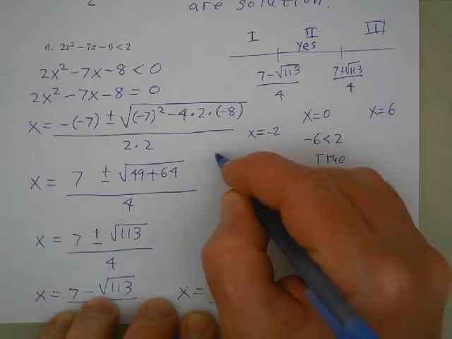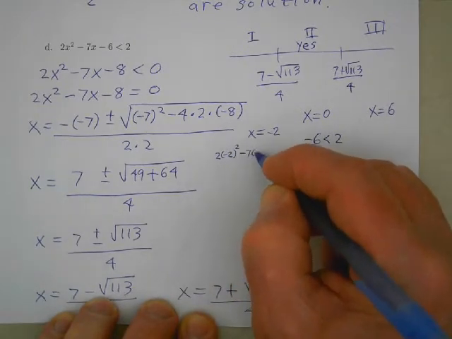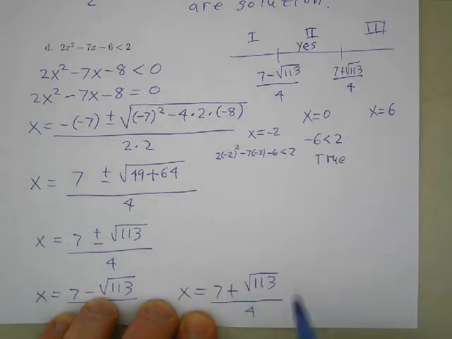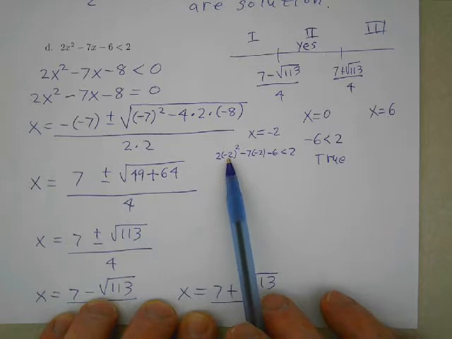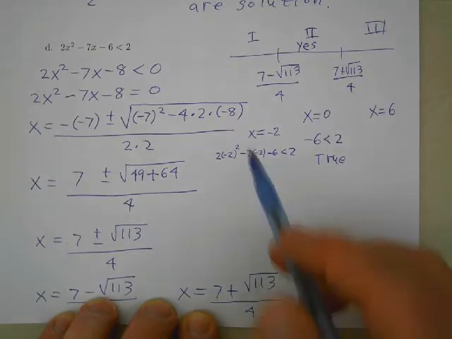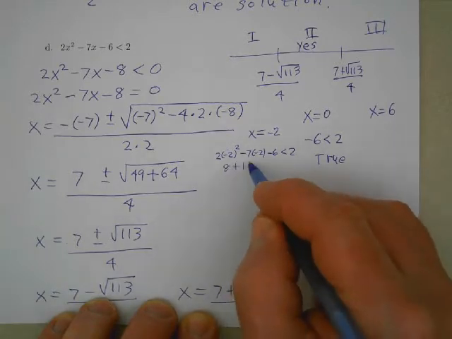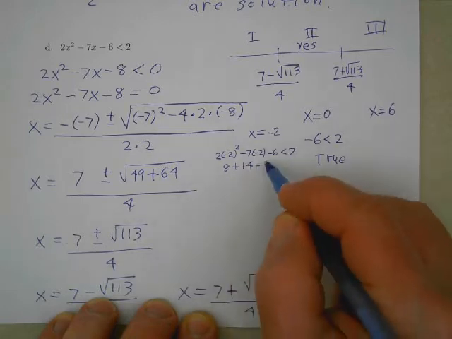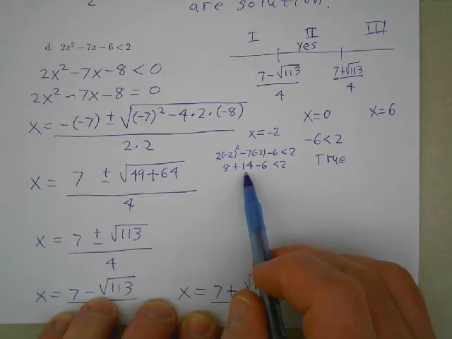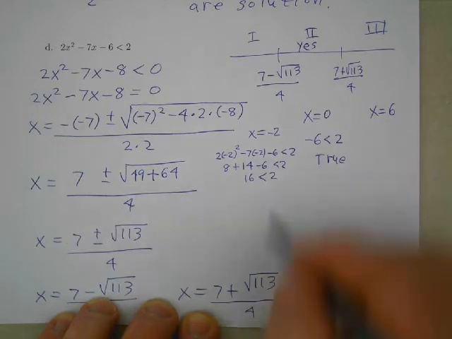So we get 2 times negative 2 squared minus 7 times negative 2 minus 6 less than 2. Okay, so now let's do the arithmetic. Negative 2 squared is 4. 2 times 4 is 8. And then we're subtracting negative 14, but that's the same as adding 14. And then minus 6 less than 2. 8 plus 14 is 22. 22 minus 6 is 16. But 16 less than 2 is false.